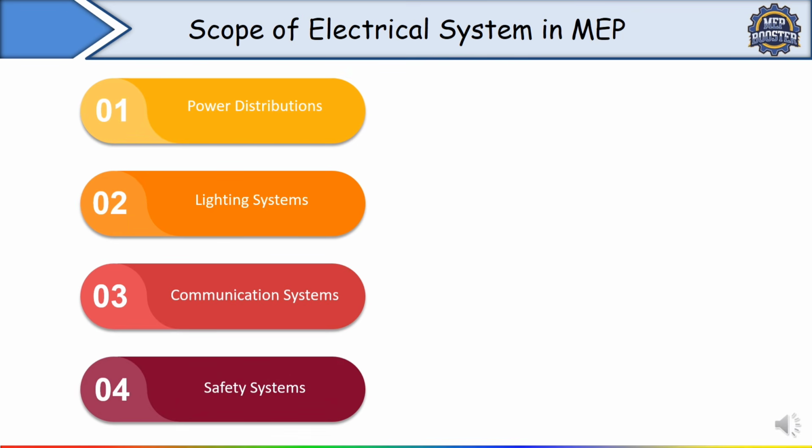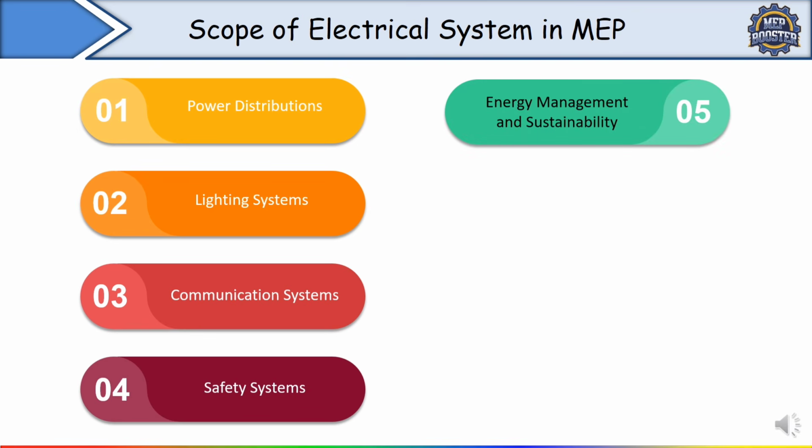Then the next is safety system. Under that we have to discuss the design and installation of fire alarm systems, including smoke detectors, alarm panels and notification devices, ensuring compliance with safety regulations. Also the implementation of surge protection devices to safeguard electrical equipment from voltage spikes and electrical surges. So these things we have to study.